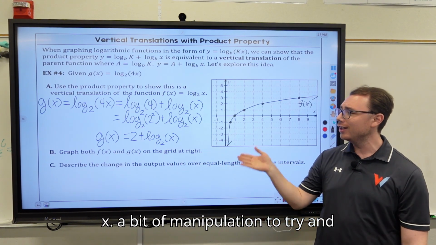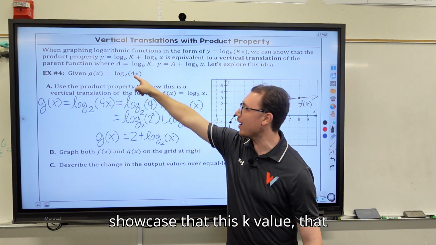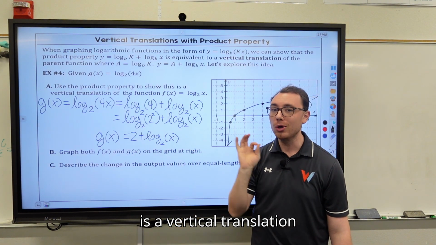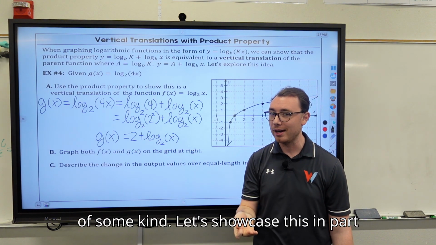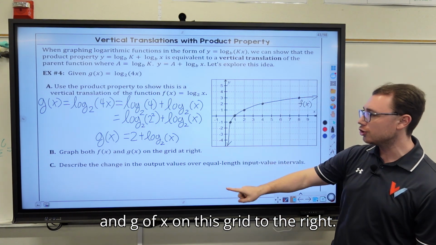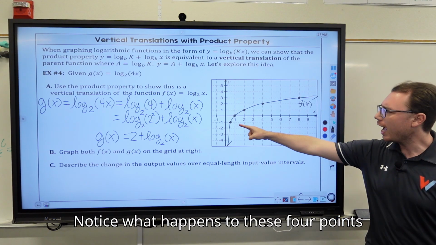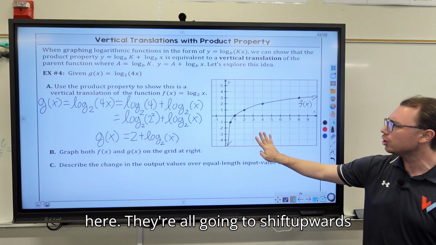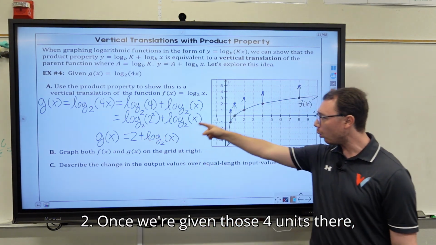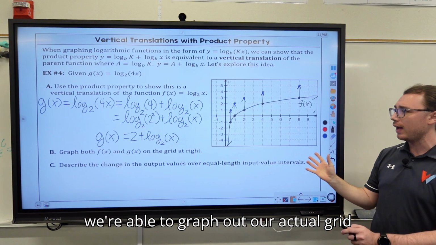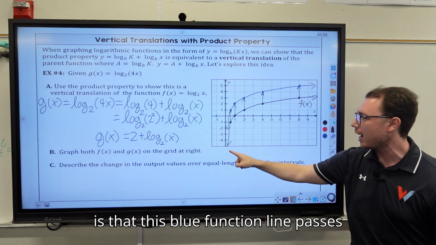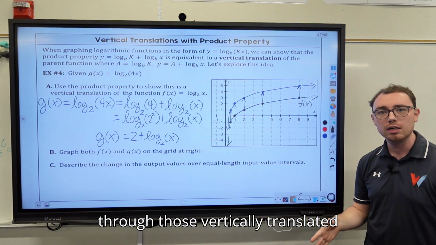A bit of manipulation to showcase that this k value, that vertical dilation, really just is a vertical translation of some kind. Let's showcase this in part B, where we're going to graph both f of x and g of x on this grid to the right. Notice what happens to these 4 points here. They're all going to shift upwards 2 units based on this plus 2. Once we're given those 4 points there, we're able to graph out our actual grid here, where all we're trying to showcase is that this blue function line passes through those vertically translated points.